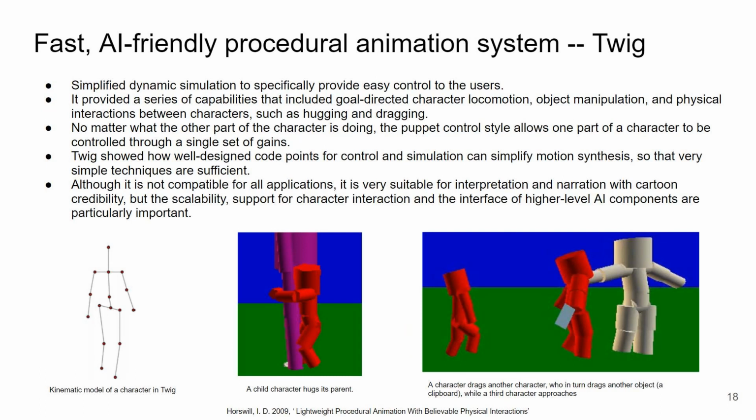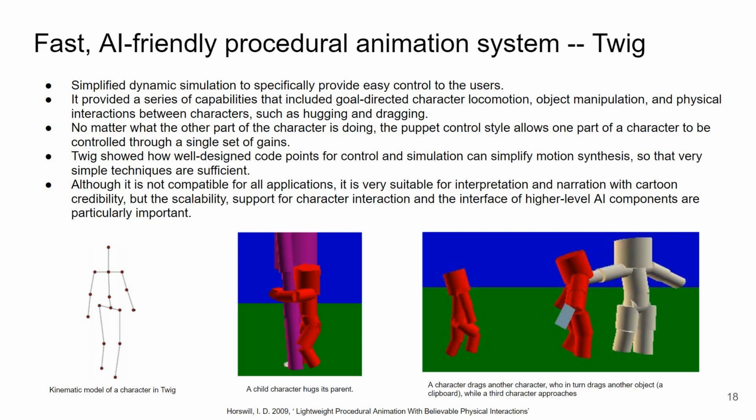First, the AI-friendly procedural animation system, Twink. The system designs a simplified dynamic simulation that provides easy control to the user. For example, the character uses linear force in Cartesian coordinates to control, as modeled by particles and rods. Furthermore, it is easy to control different parts of the character independently by the application of external force.